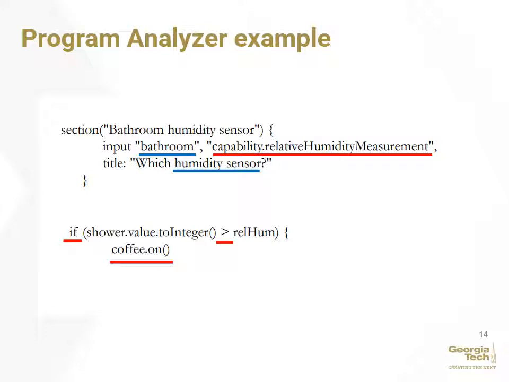We can also see what kind of context trigger what kind of actions. For example, here we can see that when the humidity sensor senses a value that is above the threshold, then the coffee machine is to be turned on.